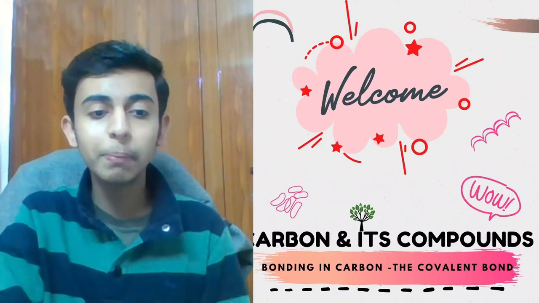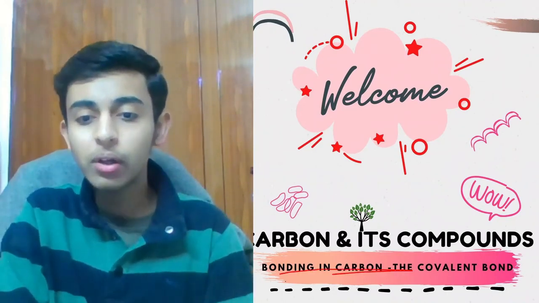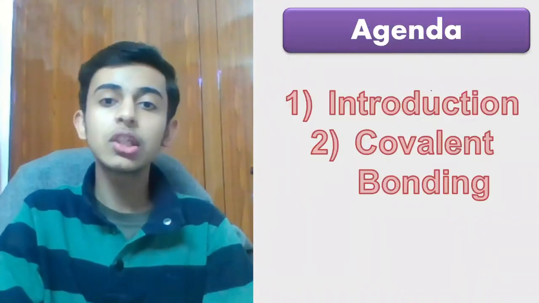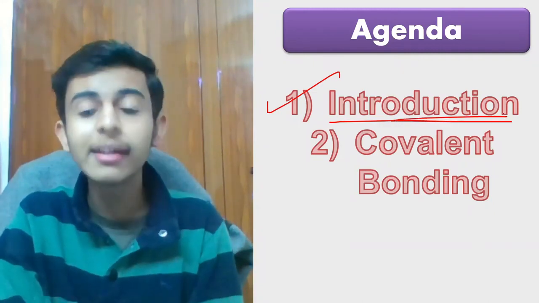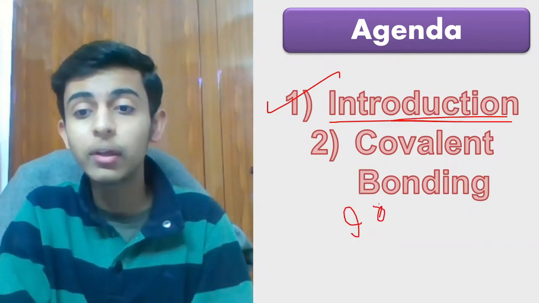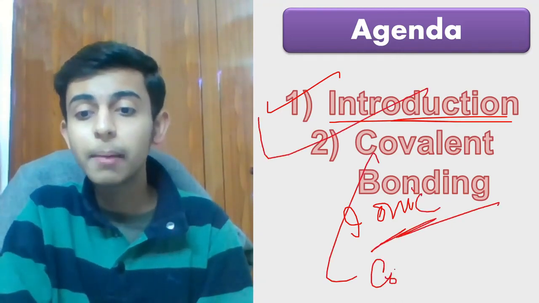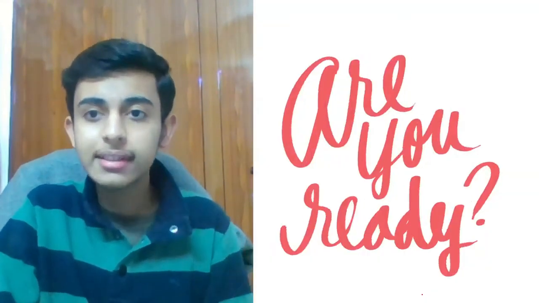So what are the topics that we have, guys? Let's understand that. Basically we'll be focusing on bonding in carbon, that is the covalent bond. The topics that we have are introduction, what is exactly this covalent bonding, how can we relate it with ionic bonding, and covalent bonding along with compounds. How do we form covalent compounds? We'll understand that also.